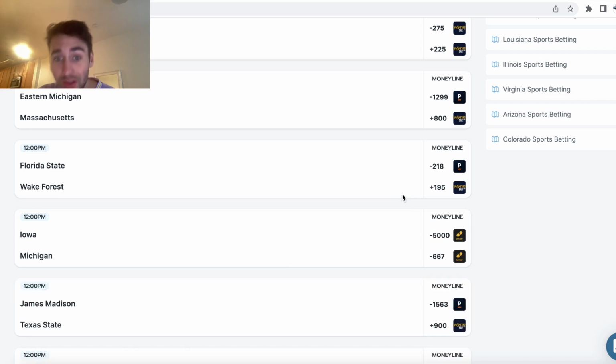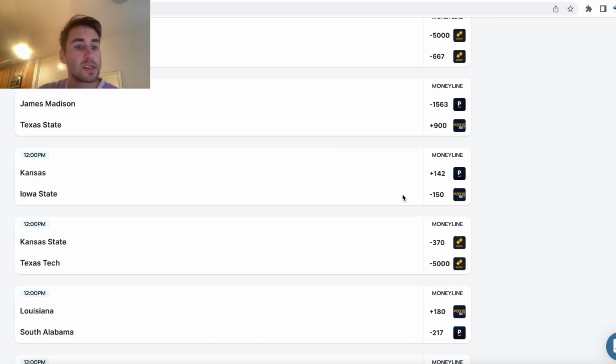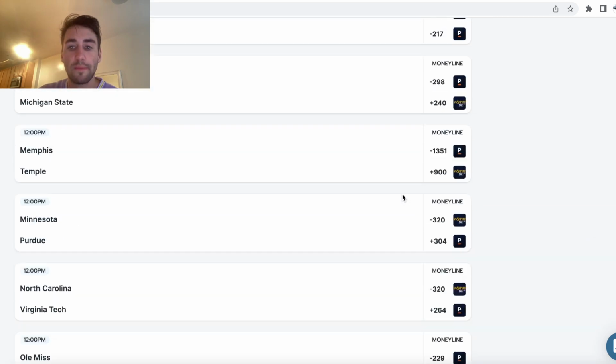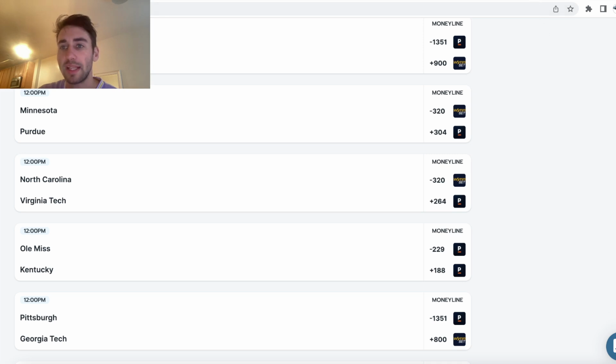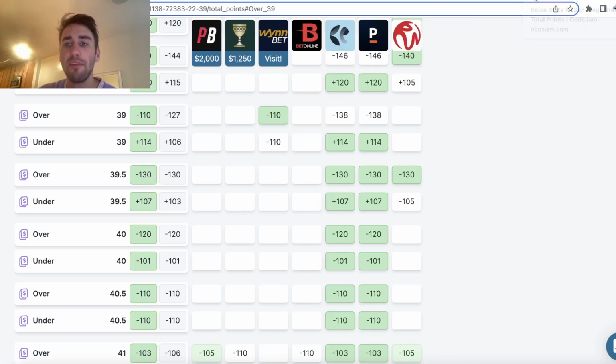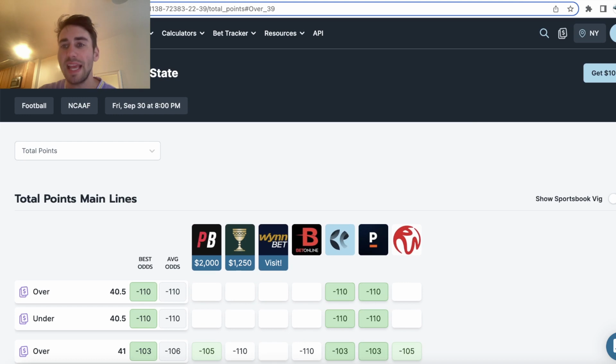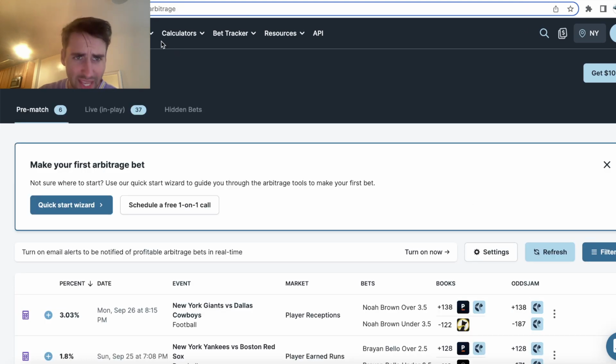Wake Forest looked really good against Clemson. So it should be a fun week. But let's go ahead and dive into my bet. So the bet I found is in the Boise State San Diego State game. And I found this bet on the OddsJam arbitrage betting tool.